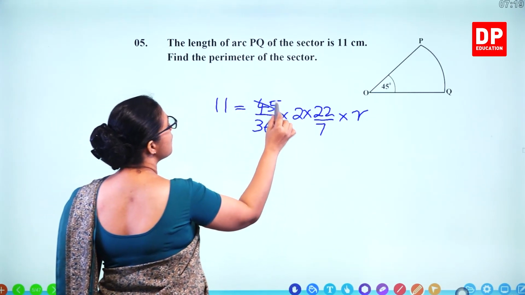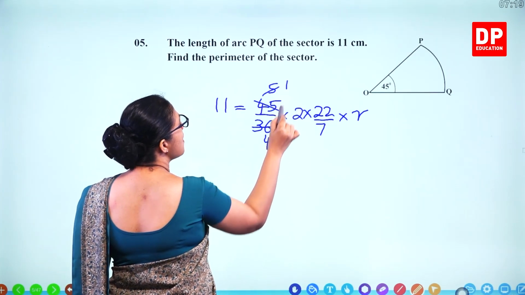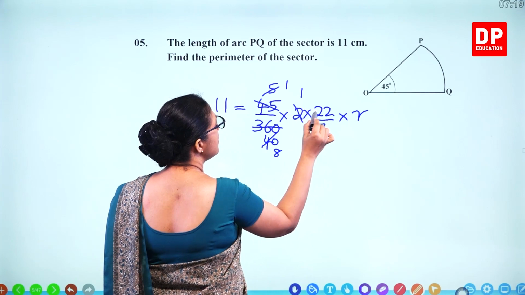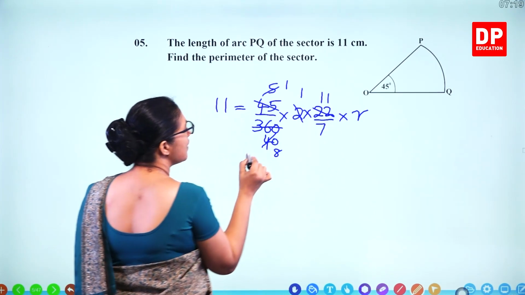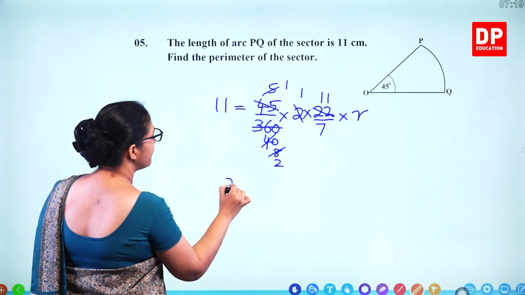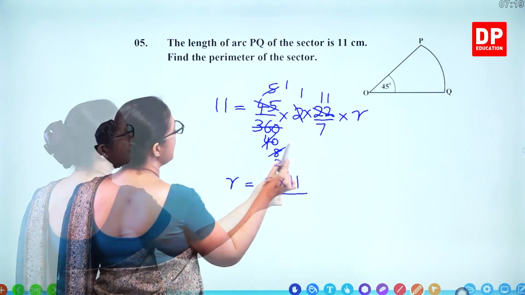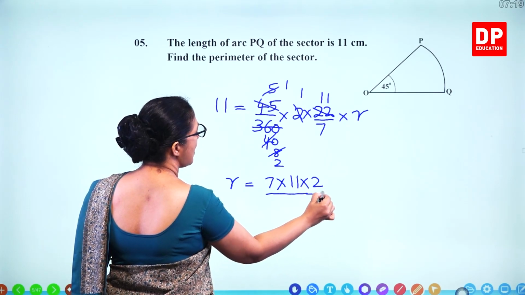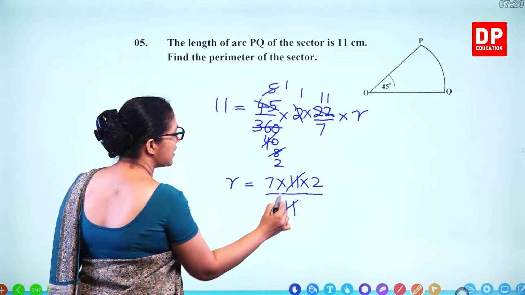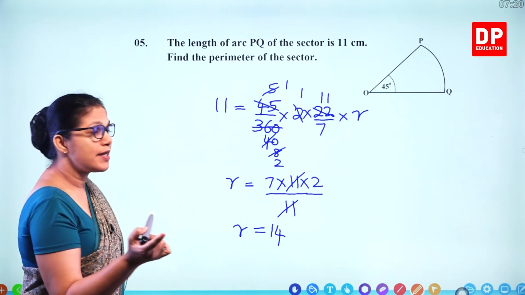Pi we can take 22 over 7. So 9 times 5, 9 times 40. And then 5 times 1, 5 times 8. 2 times 1 and another 2 will take 11. So that means divide by 4. That's 2 here. So what's R? R becomes 7 times 11 divided by 11 times 2. 2 is also there. Divide by 11. 11 gets cancelled out. So the radius is 14.